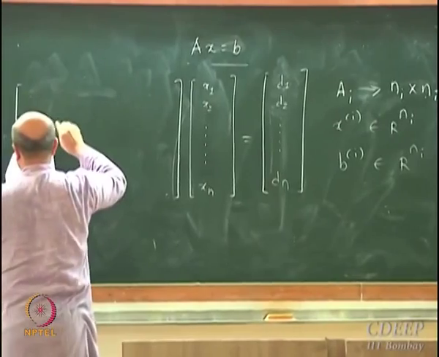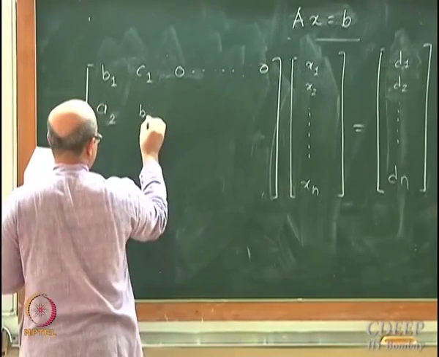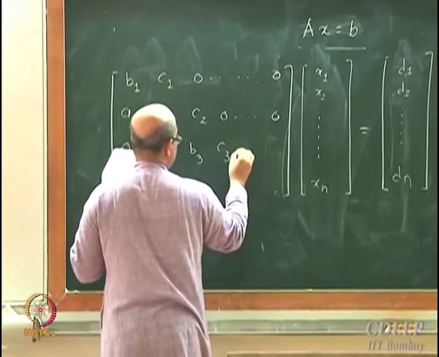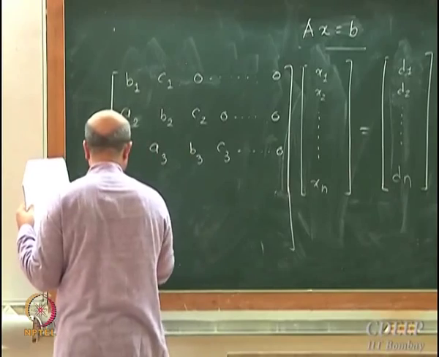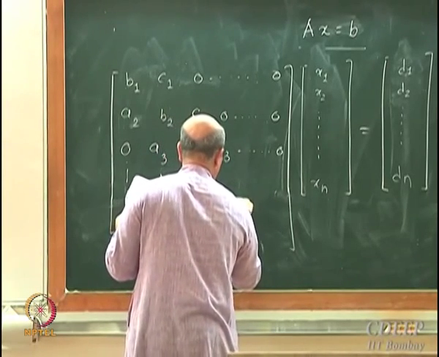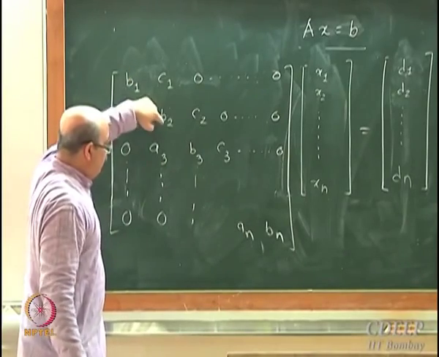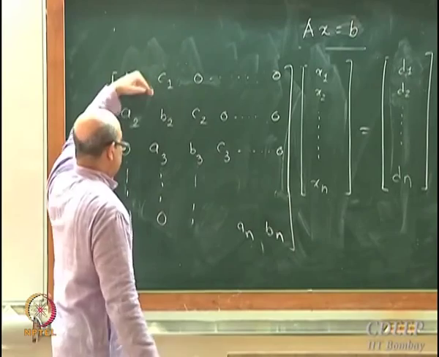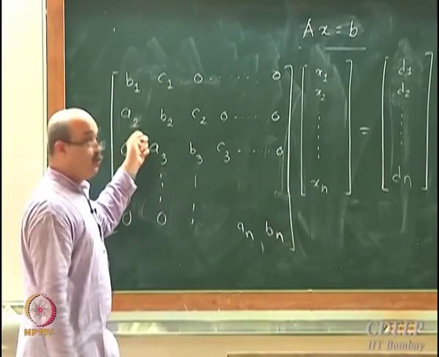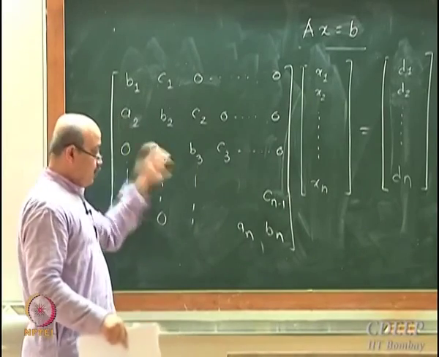My matrix is now going to be written with B1, C1, 0, then A2, B2, C2, 0, then 0, A3, B3, C3, 0. So this is a tri-diagonal matrix. You have zeros here, and finally you will get AN, BN. So you have B1, B2, B3 up to BN, which is the main diagonal. There is one more diagonal above this, C1, C2, C3, and one more diagonal below this, A2, A3. The upper one starts from C1 and ends at CN-1, and the lower one starts from A2 and ends at AN.